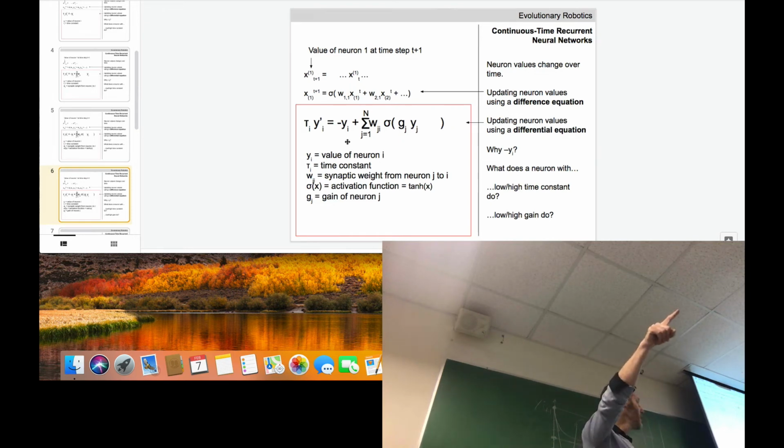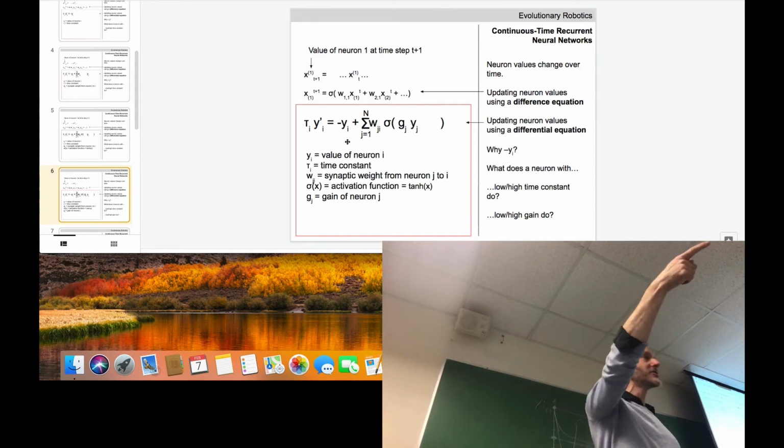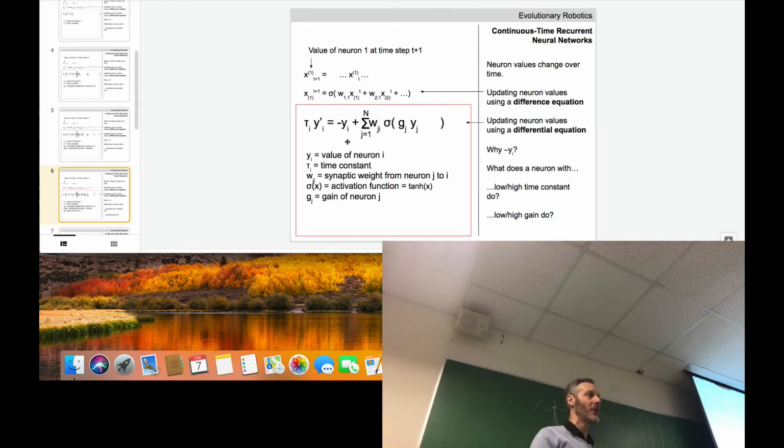If evolution picks G sub j here and turns G sub j down to 0, what has evolution done to J? Kill the neuron? What's that? Kill the neuron? It's killed it. It's basically not there. Regardless of what the W's are coming out of J, J has no voice, no influence whatsoever.